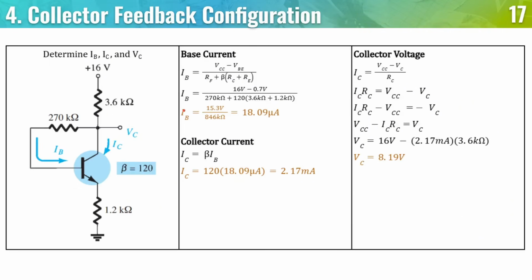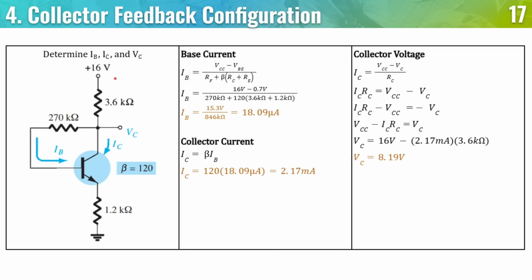So now we have another one. This is a collector feedback configuration. So collector feedback is relatively easy. Just make sure that you remember the formulas. So this one typically has the same amount of given as a fixed bias. So you are to determine IB, IC, and VC.